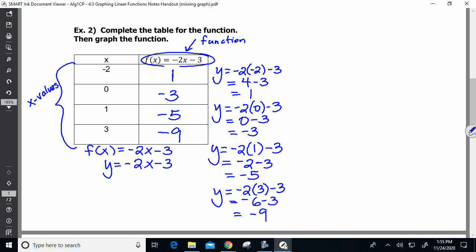Yep, whatever x value they give you, that's what you're plugging in. And then you work it out using order of operations.